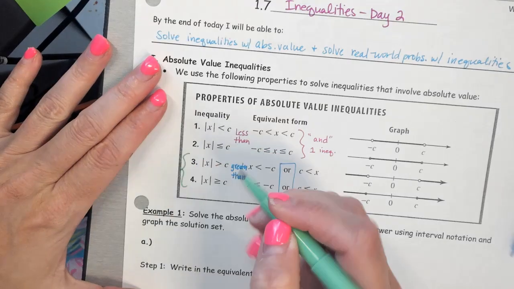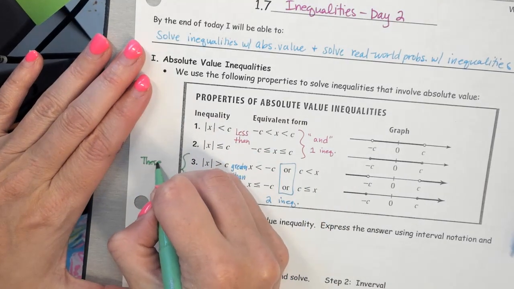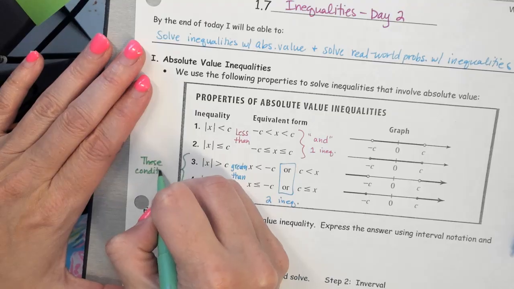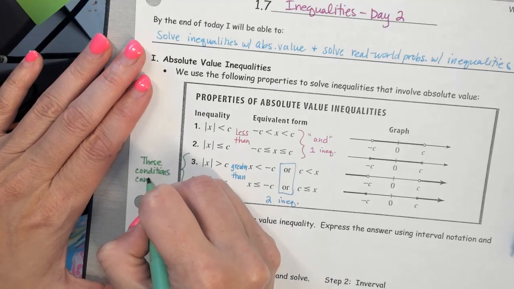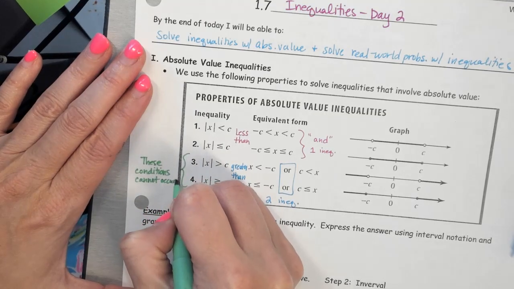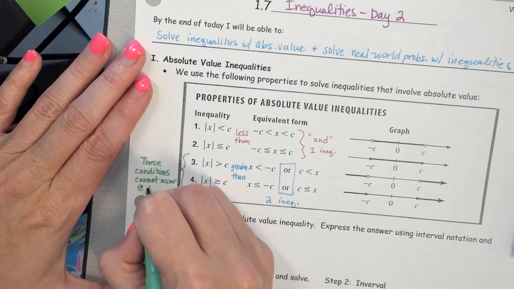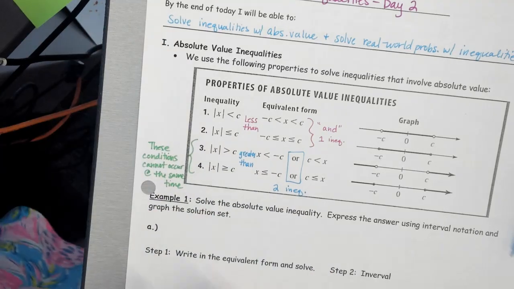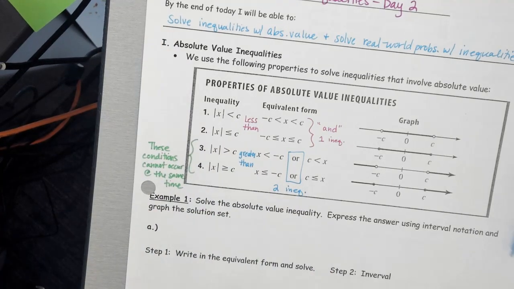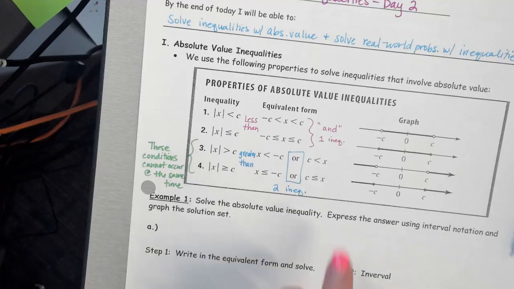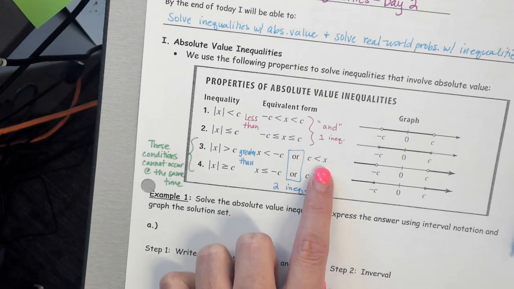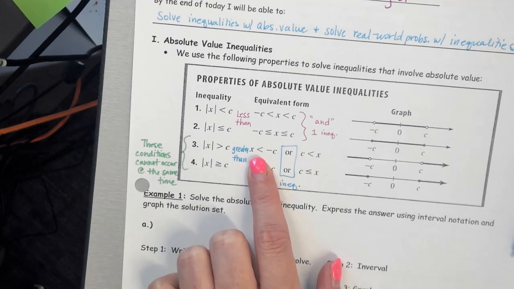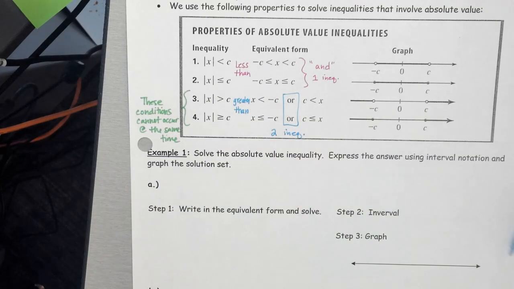Okay, and that's because these situations do not occur at the same time. So for 3 and 4, these conditions cannot occur at the same time. You can't have a value that is greater than 8, but is also less than -8, which is why we connect them with an or. They cannot happen at the same time.